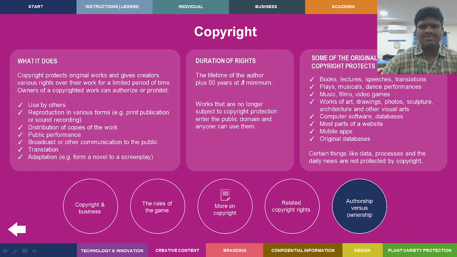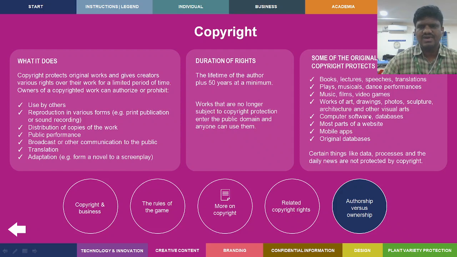Lifetime of the author means, suppose you survive up to 60 years, so this will be valid up to that plus 50 years at a minimum. So 60 years plus 50 means 110 years it will be copyrighted. Works that are no longer subject to copyright protection enter the public domain and anyone can use them. Understand? Some of the original works are protected by copyright.